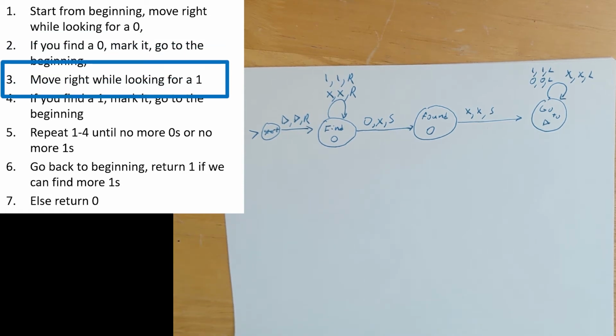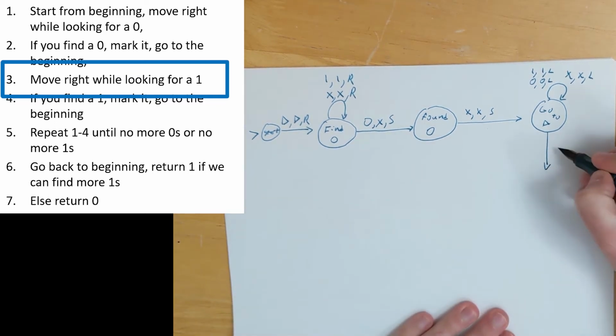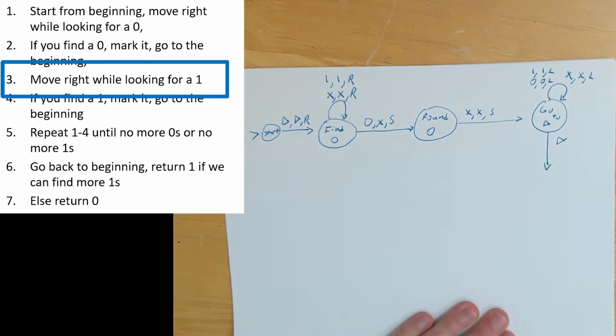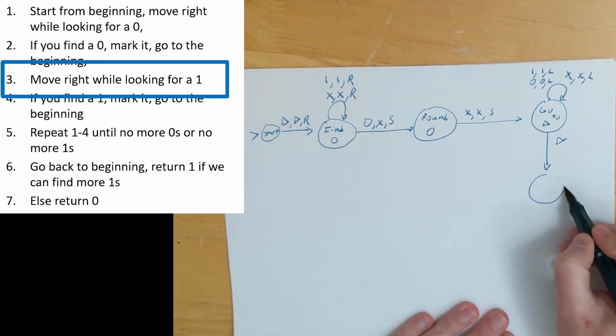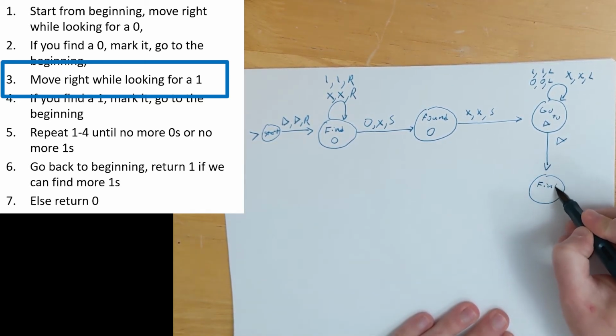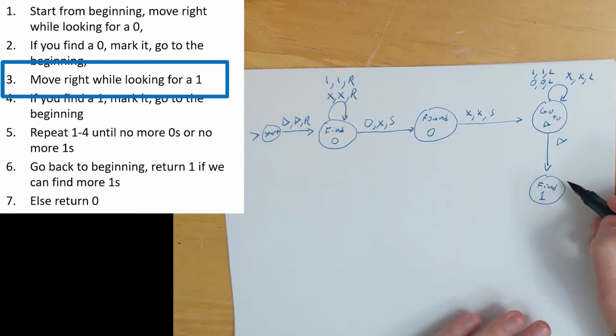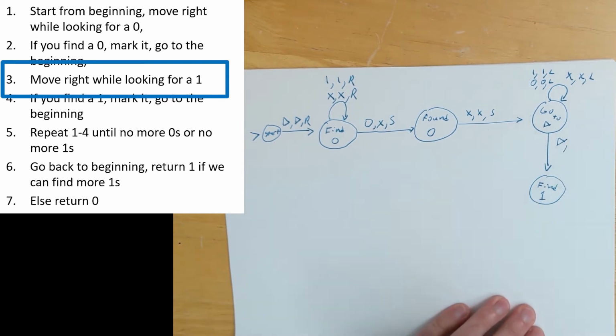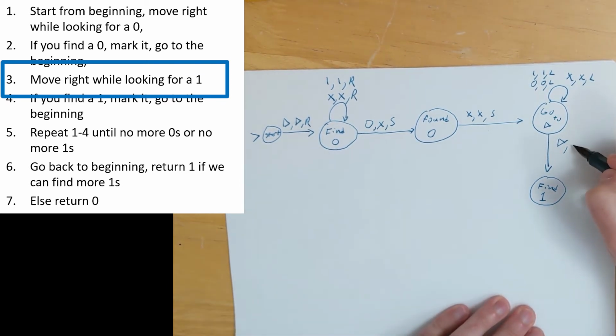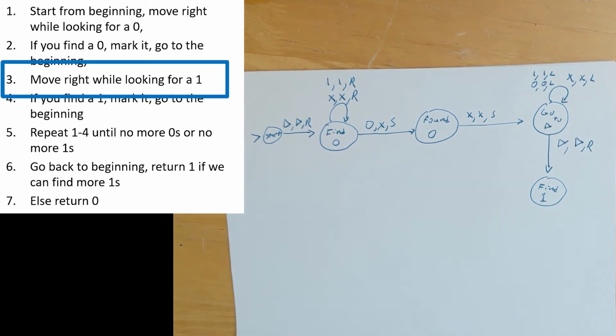Now, once I go to the start of the tape, I need to start looking for a 1. So once I now have found the start of the tape, I want to start trying to find a 1 to mark off. Okay, so once I see a start of tape symbol, I'm not going to change it. I want to leave that there, and then I'm just going to move to the right, so I'm looking at the input again, the working part of the tape, rather than the first symbol of the tape. And now I need to start trying to find a 1.